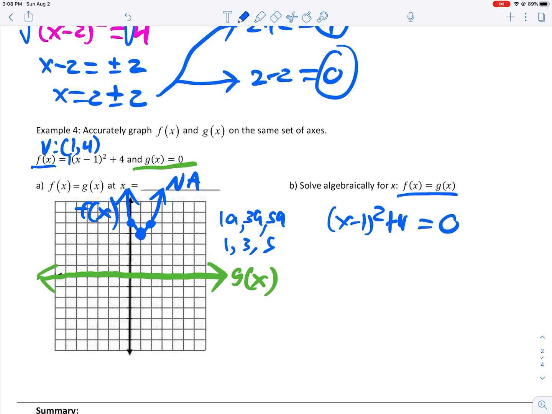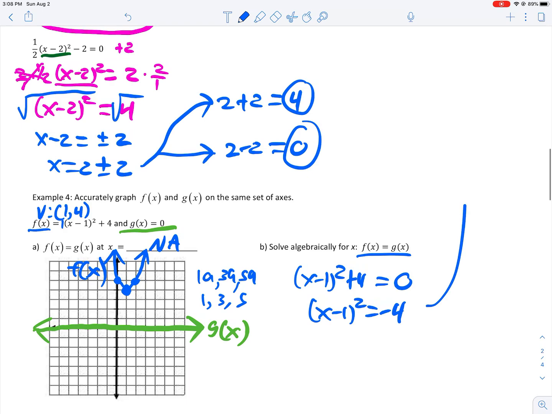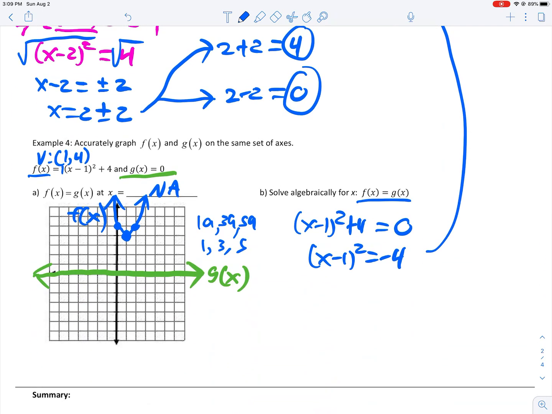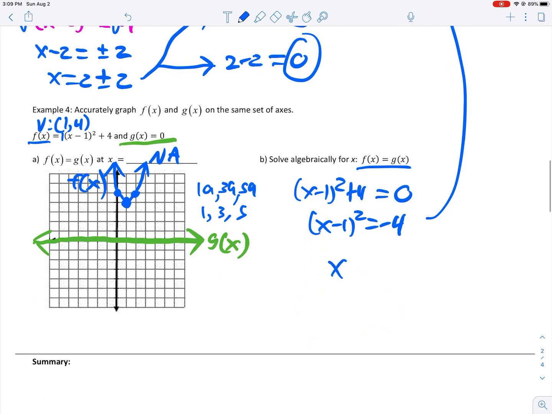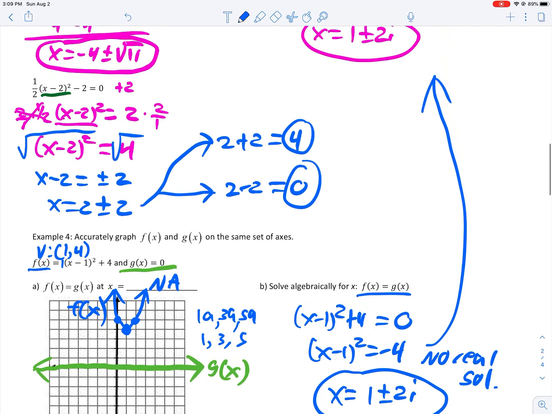So f of x equals g of x. So subtract 4. Oh, look at that. That's just like the one straight above, right? It's just like this one up here. You square root both sides, you're going to end up getting x equals 1 plus or minus 2i, like we said it should. There should be no real solution. This has no real solution.